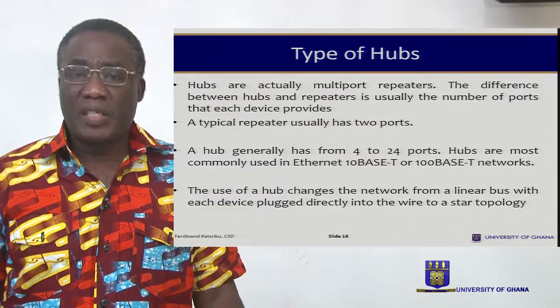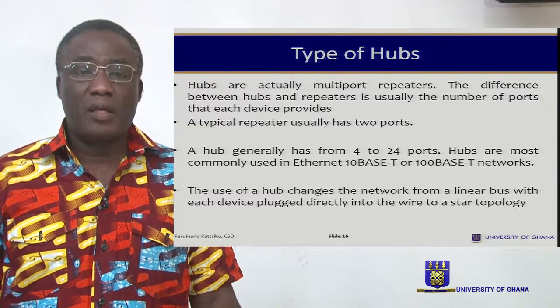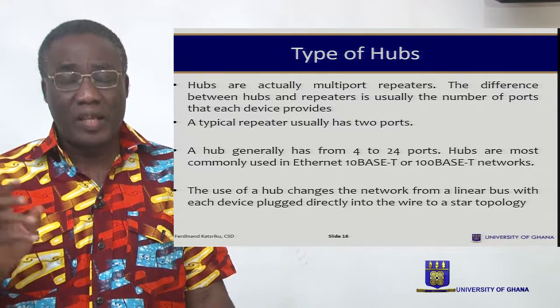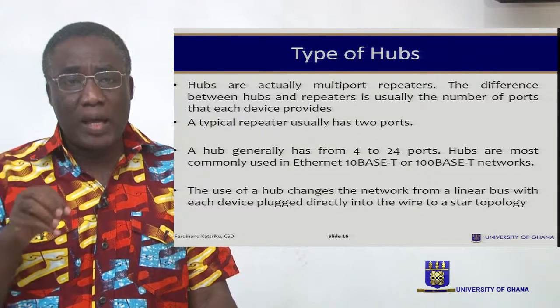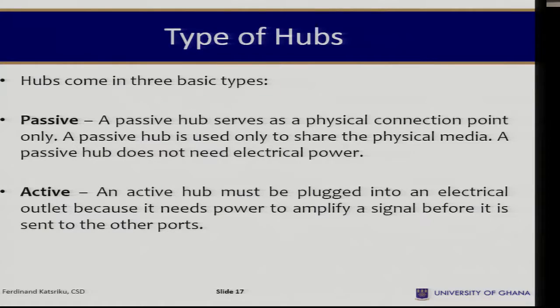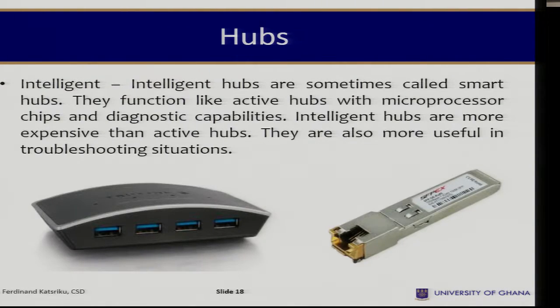The use of a hub changes the network from a linear bus with each device plugged directly into the wire to a star topology. So we use a hub, we've changed the topology from what? Linear to star. There are 3 basic types of hubs. There are the passive ones, the active ones, then the intelligent ones.